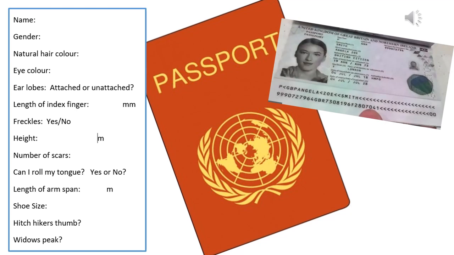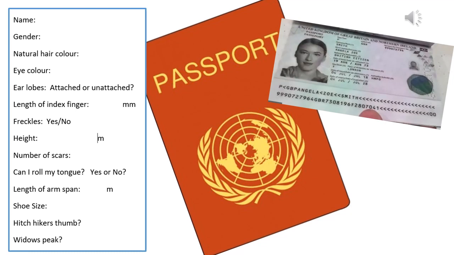What's the length of your arm span? Your arm span is if you stretch out your arms as far as they can go, as wide as they can go, and measure that. That is your arm span. What's your shoe size? Do you have a hitchhiker's thumb? That's another genetic thing, and the picture will show you what a hitchhiker's thumb looks like. It is much more bent back. And do you have a widow's peak? And the picture will show you what that looks like too. So have a little look.